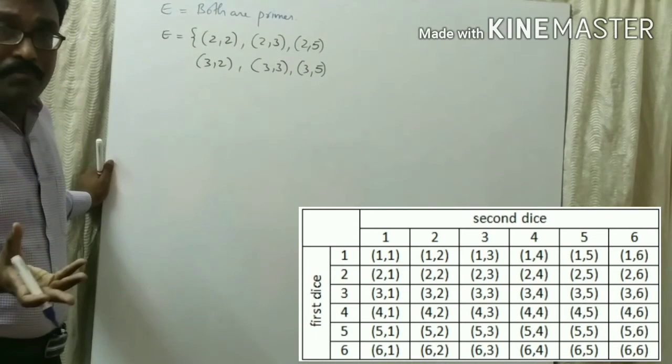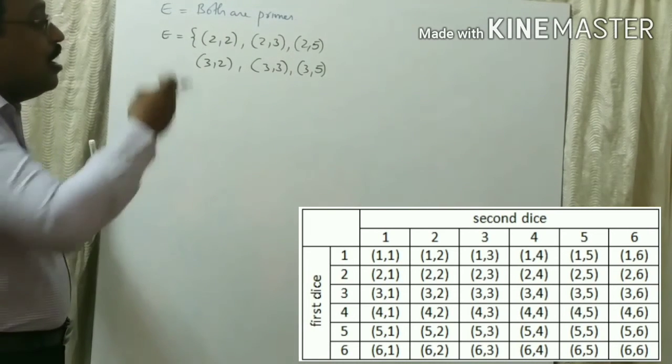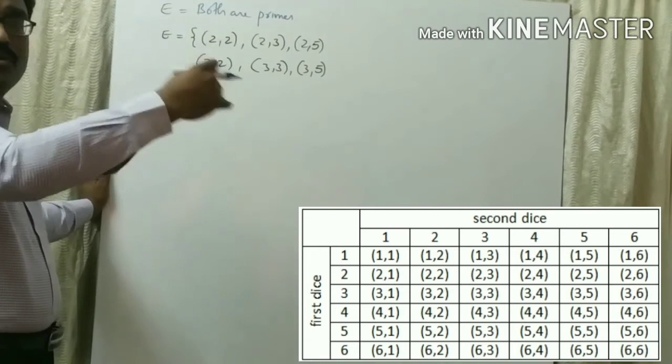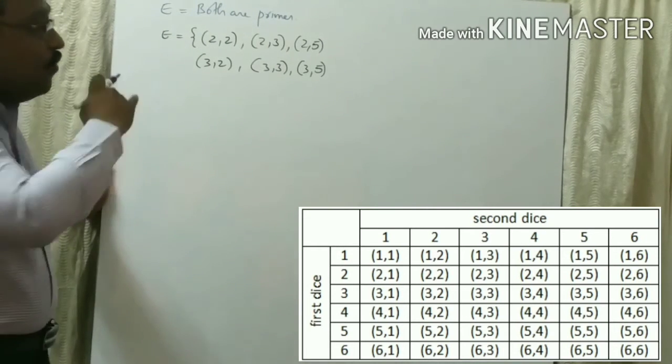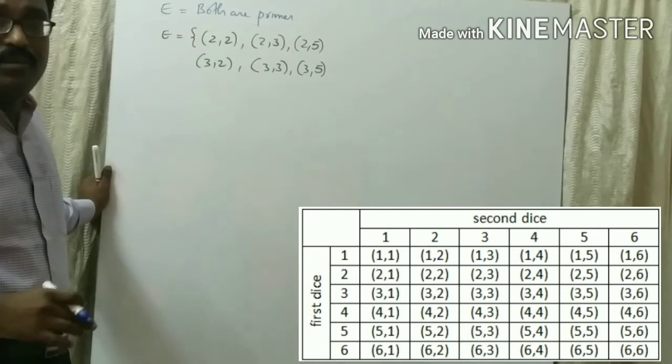4 is not a prime number. 4 is a composite number. So the given question is both are primes, so 4 you can leave out completely.